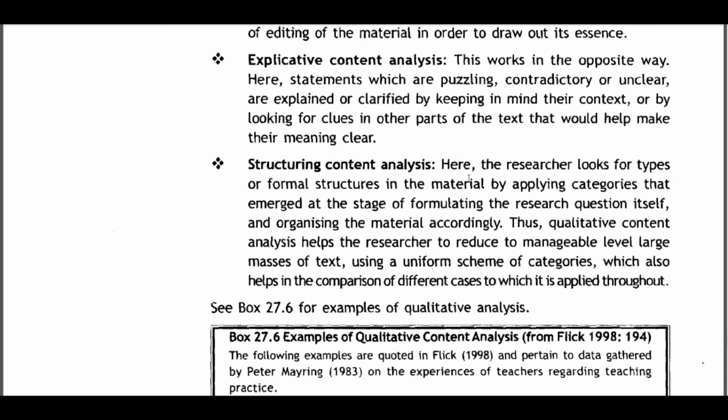Structuring content analysis. Here the researchers look for the type of formal structures in the material by applying categories that emerged at the stage of formulating the research questions itself and organizing the material accordingly. Thus, qualitative content analysis helps the researchers to reduce to a manageable level larger masses of text using a uniform scheme of categories, which also helps in the comparison of different cases to which it is applied throughout. See Box 27.6 for examples of qualitative analysis.